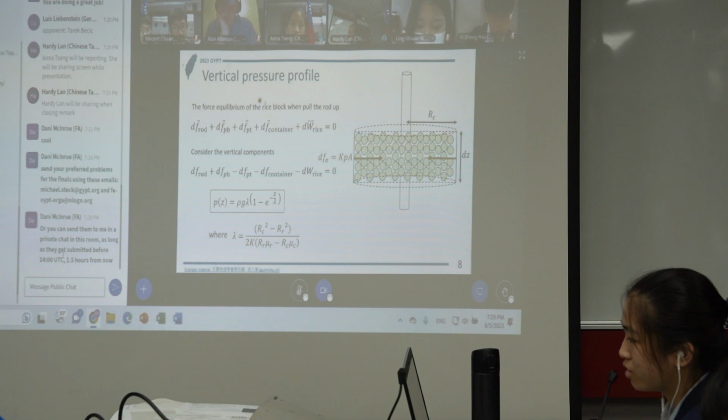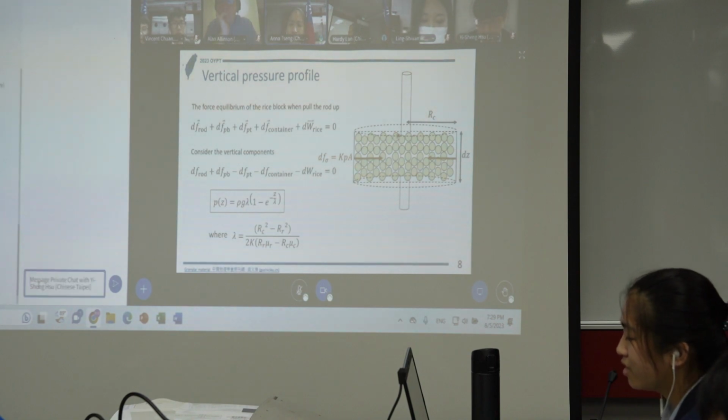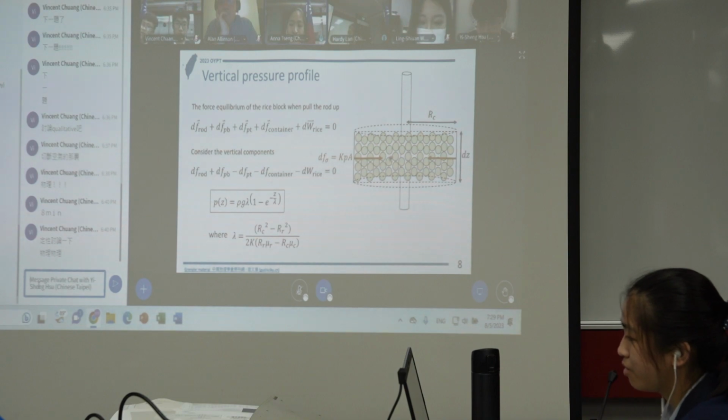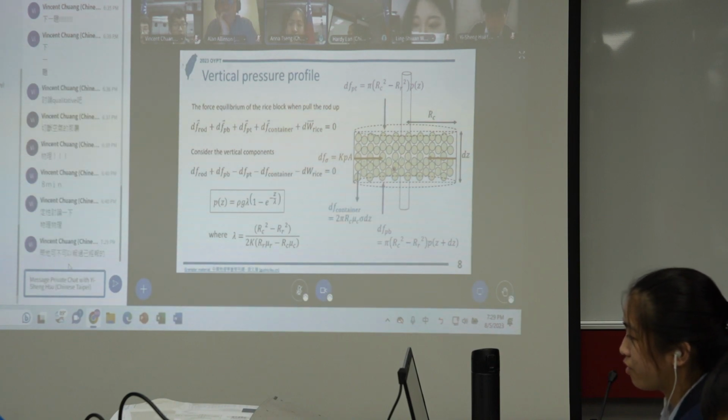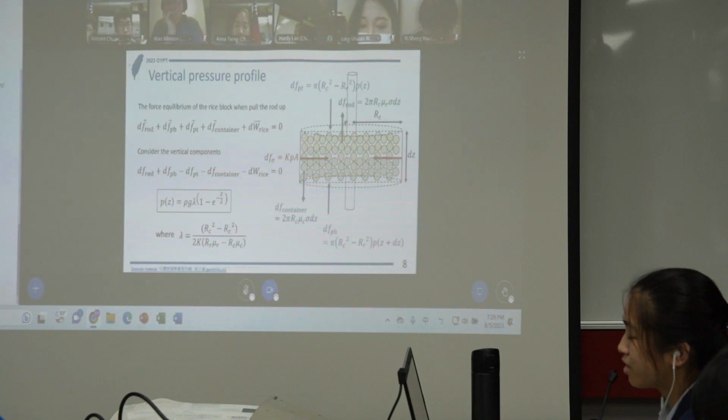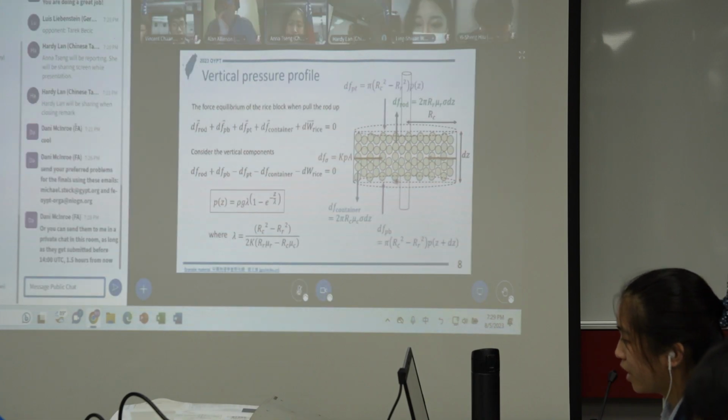Here is the vertical pressure profile. First, we take a part of the rice, a slice dz, to do a force analysis. And since the rice is a kind of granular material, it can be regarded as a fluid. So we consider the upper fluid and downward fluid. We will get these two forces, and the friction from the container will give the rice a downward force, and the friction from the rod will give the rice an upward force. And we also need to consider the weight of the rice.